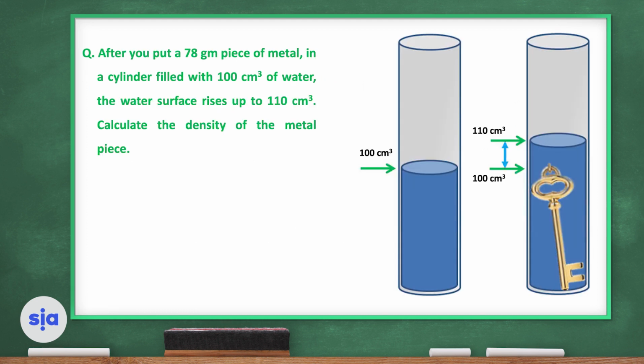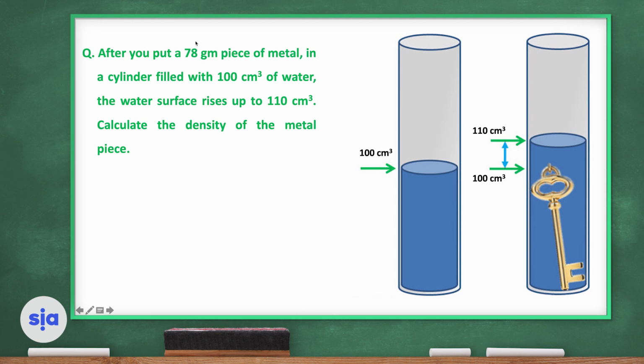Here is another example for you. After you put a 78 gram piece of metal, and 78 gram, of course, is the mass, in a cylinder filled with 100 centimeter cube of water, and the 100 centimeter cube is the volume. The water surface rises up from the level of 100 cubic centimeter, it becomes 110 cubic centimeter. So the water level rises up after putting the piece of metal in the cylinder. Calculate the density of the metal piece.